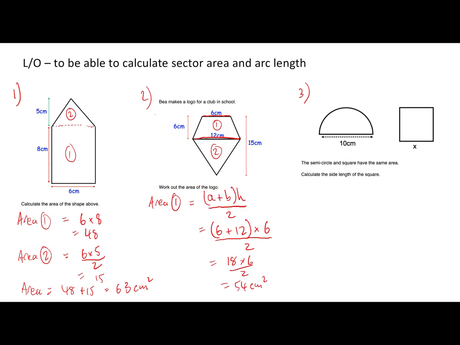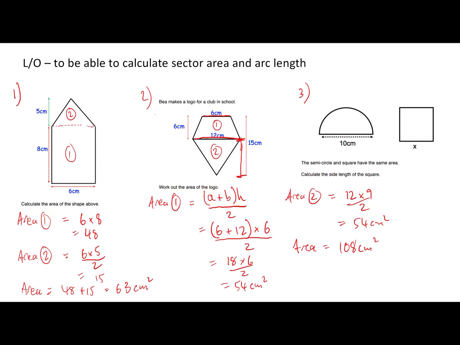Then what we need to do is find out the area of the triangle, which again is base times height divided by 2. So the base is 12. The height is going to be this distance here, which is 15 minus 6, so that's 9. So 12 times 9 divided by 2, which is 6 times 9, is 54 centimetres squared as well. So actually the area of the triangle and the area of the trapezium are the same. So the total area is equal to 108 centimetres squared.